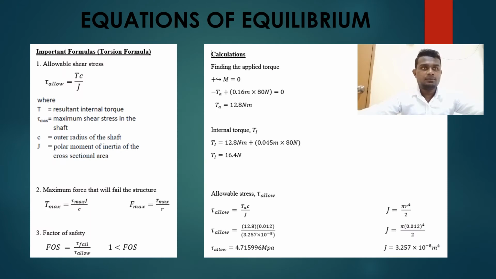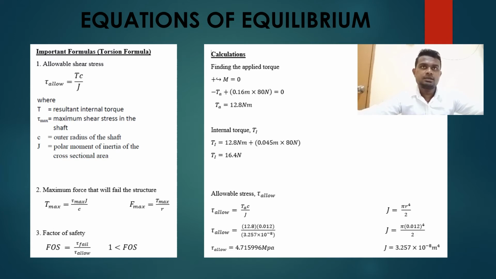Hi guys, I'm Nonason. Today I'll be explaining the equations of equilibrium. Let's see the important formulas. First one, the allowable shear stress: tau allow equals Tc divided by J. T is the resultant internal torque, c is the outer radius of the shaft, J is the polar moment of inertia of the cross-sectional area, and tau allow is the allowable shear stress.